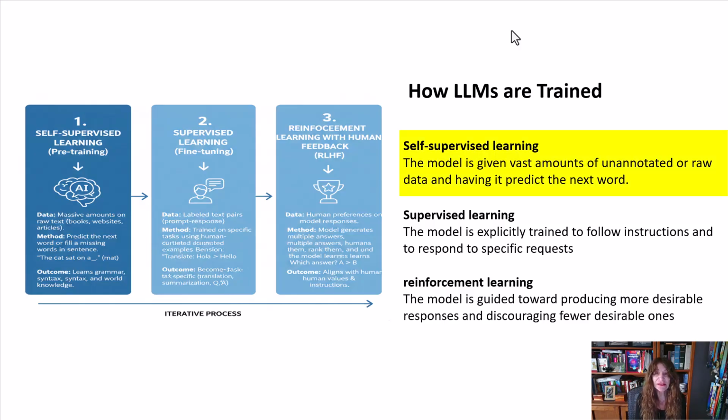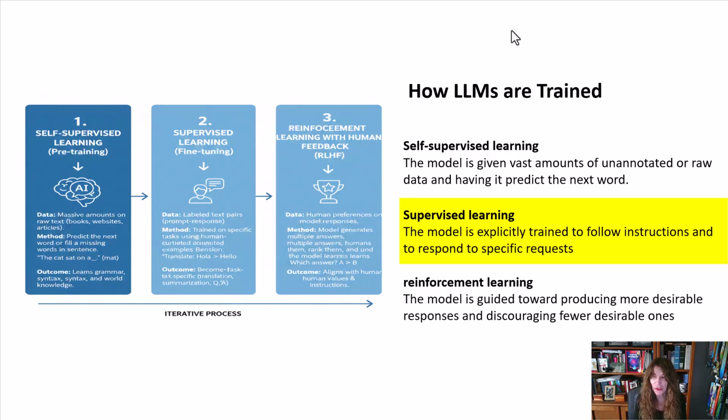The first is self-supervised learning, where it starts becoming familiar with the data and learning to predict the next word by the probabilities of one word coming after another. Then it goes to a supervised learning process where it will actually follow the instructions to respond to specific requests, and then a reinforcement learning where it's guided toward producing more desirable results.